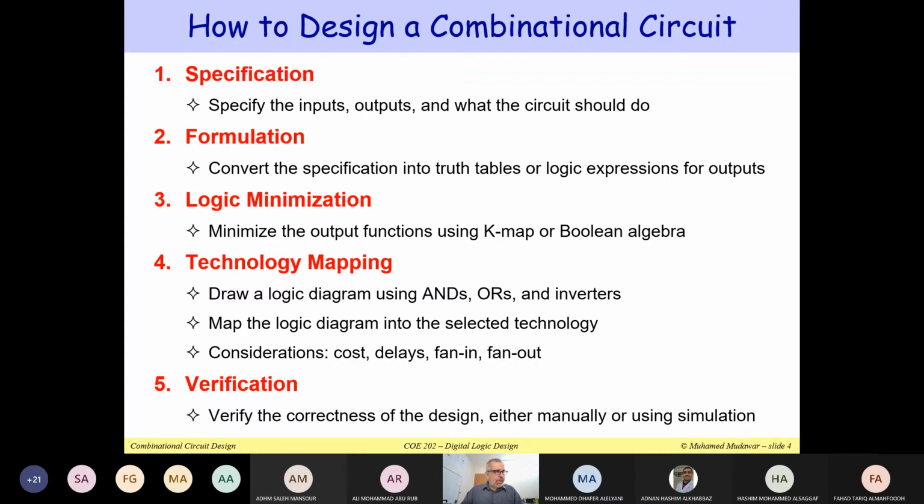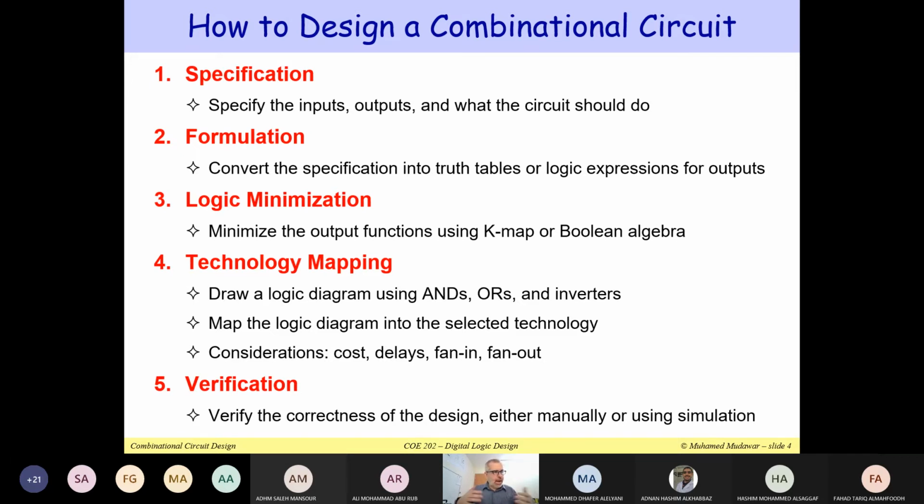The last step is called verification. Verification means that, well, you have to verify your design, the correctness of your design. You have to ensure that if you provide the input, you will get the correct output. You can do this verification either manually by hand, okay, apply certain input, look at the outputs, and verify the correctness. Now that can be done when you are dealing with a small circuit.